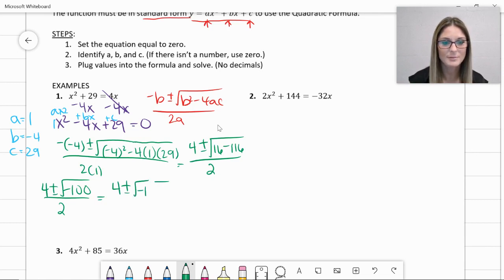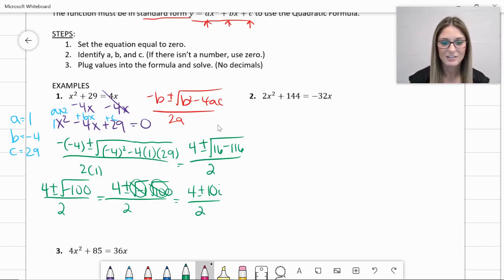I'm going to show all my steps because this is our notes. I'm going to separate it so you can see that I'm getting an imaginary. The square root of negative 1 is imaginary. The square root of 100 is 10. This is 10i over 2. And you've done a wonderful job.